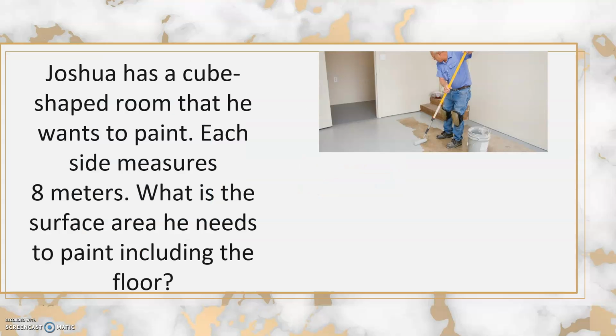Now let's try to solve this word problem. Joshua has a cube-shaped room that he wants to paint. Each side measures 8 meters. What is the surface area he needs to paint, including the floor? Okay, so it's given that the room is a cube-shaped room, and the side measures 8 meters.